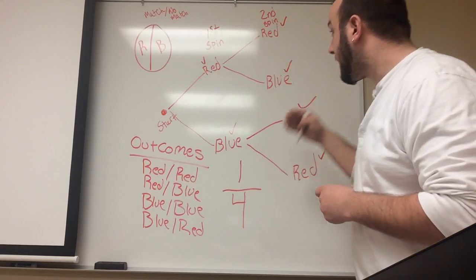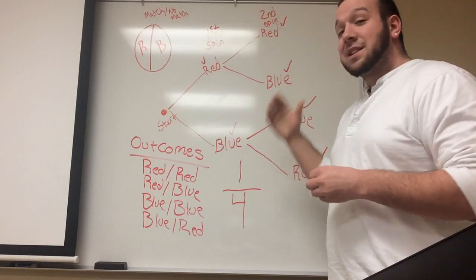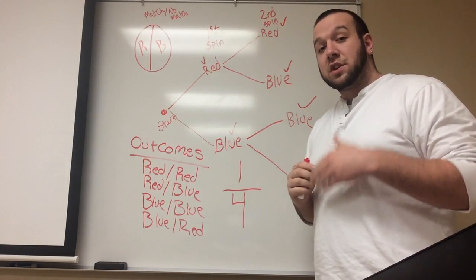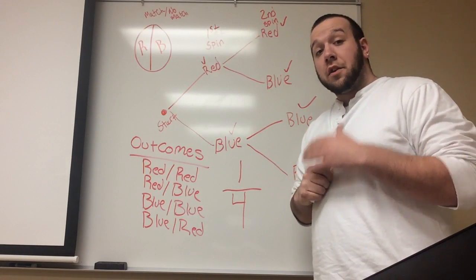So this is how you make a counting tree to list all your possible outcomes. Using this counting tree will help you to list all possible outcomes and find theoretical probabilities for other games of chance.